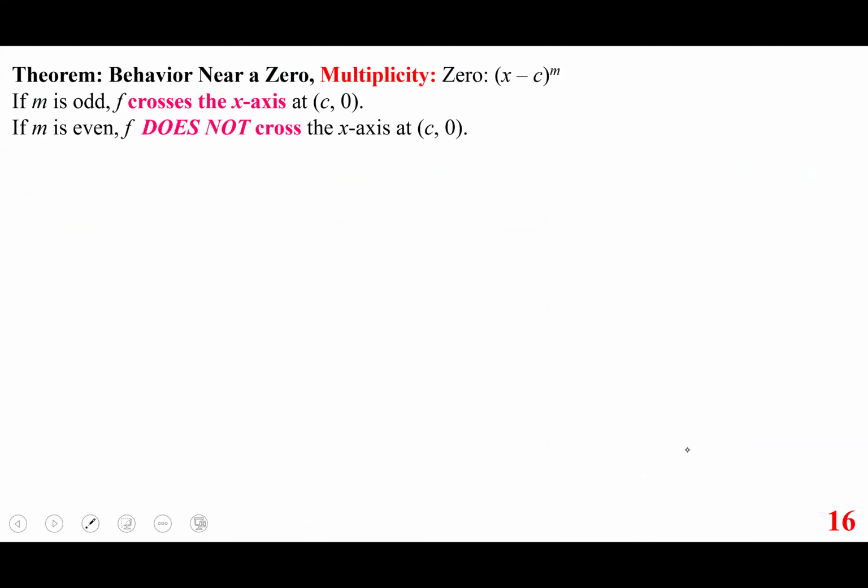Also, we have behavior near an x-intercept. Behavior near a zero: the multiplicity of the zero is the exponent in x minus c to the power of m. So m is considered the multiplicity. If m is odd, f crosses the x-axis at c, 0. If it's even, it can't cross the x-axis.